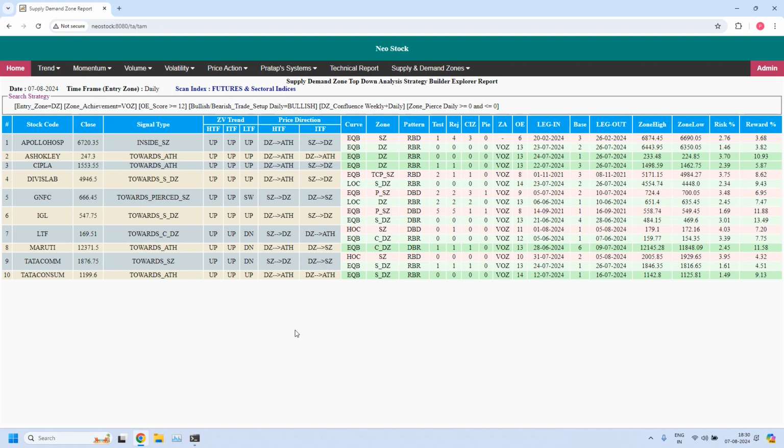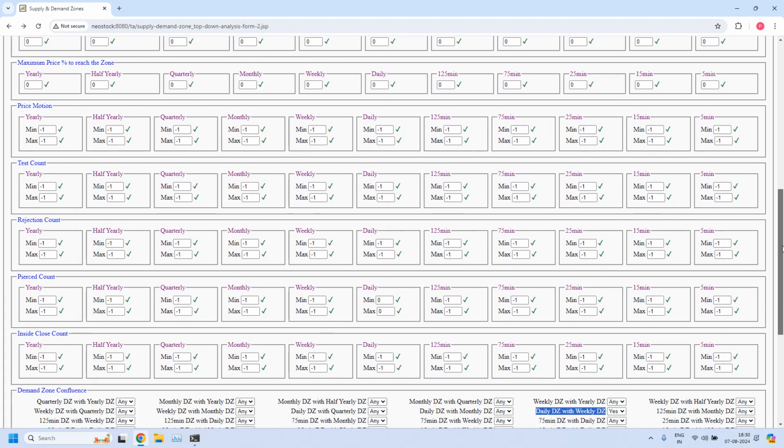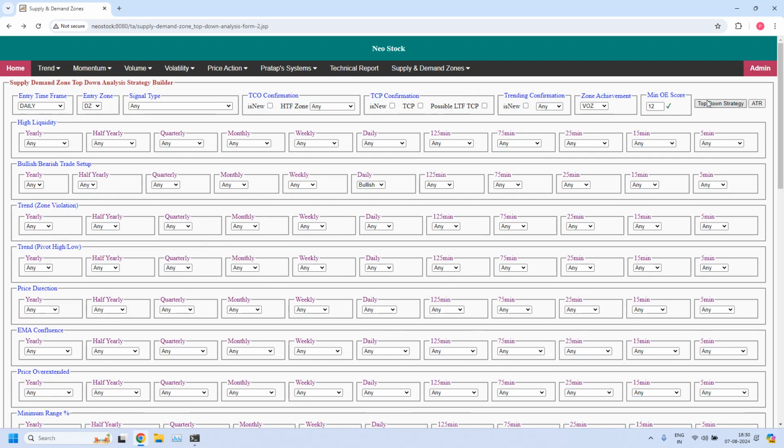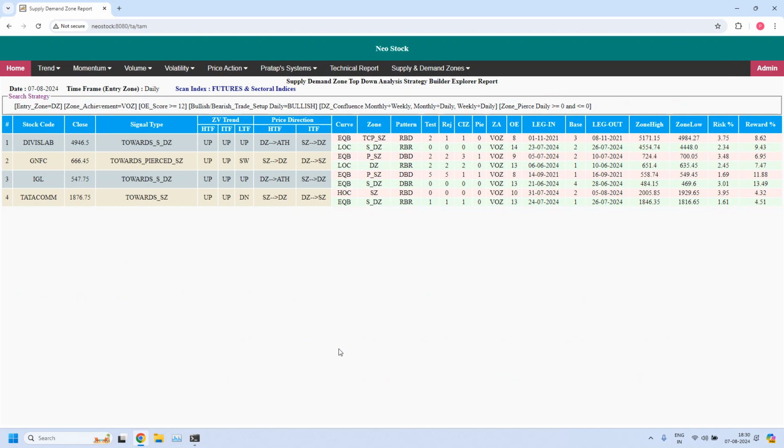And next, out of these 10, how many of them are having even HTF confluence? All the three, LTF, ITF and HTF confluence. So let us enable the two other options: daily demand zone with monthly confluence, and also weekly and monthly confluence. So all the three confluences. From 10, 4 stocks are filtered.